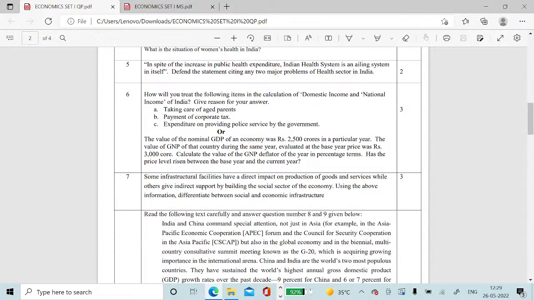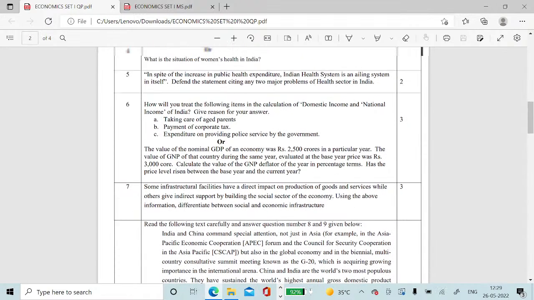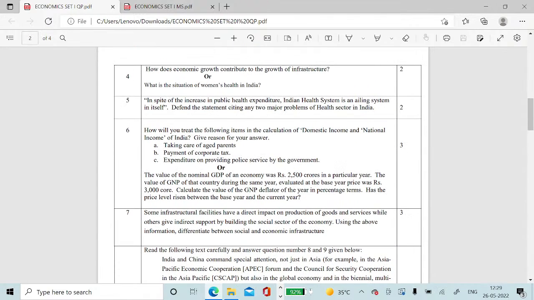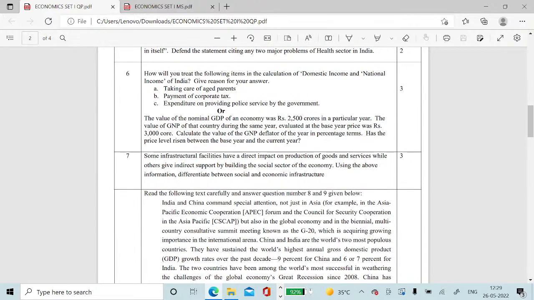Fifth, in spite of increase in public health expenditure, Indian health system is an ailing system in itself. Defend the statement citing any two major problems of health sector in India. Sixth, how will you treat the following items in the calculation of domestic income and national income of India? Give reason for your answer. Taking care of aged parents, payment of corporate tax, and expenditure on providing police service by the government.